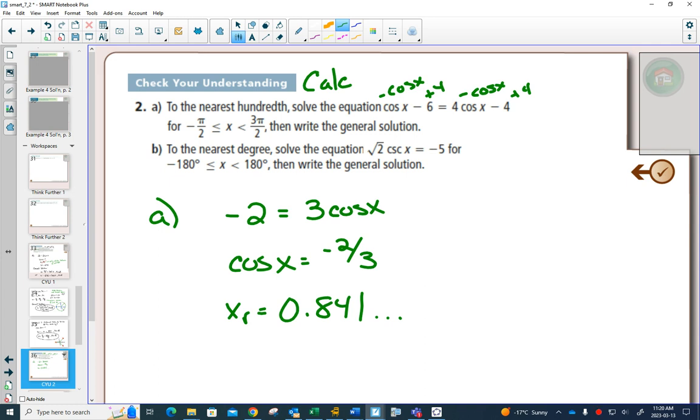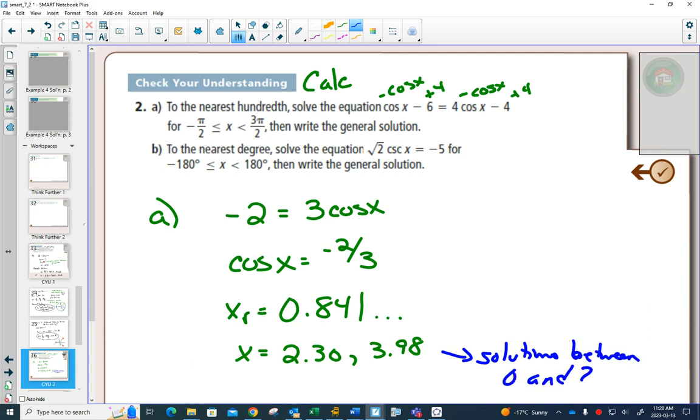Cos is negative in quadrant 2 and quadrant 3. So I can go pi minus my reference angle and pi plus my reference angle. And I get x is equal to, to the nearest hundredth, 2.30 and 3.98. And I make a little note here. These are my solutions between 0 and 2 pi. I solve first once around my circle in the positive direction.